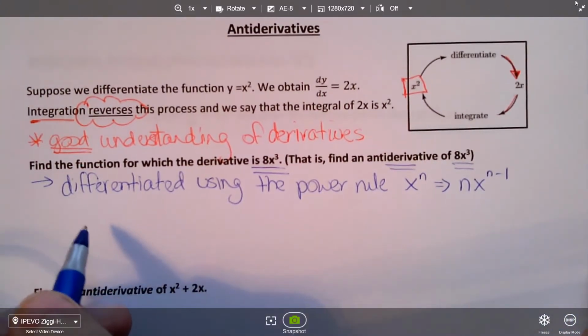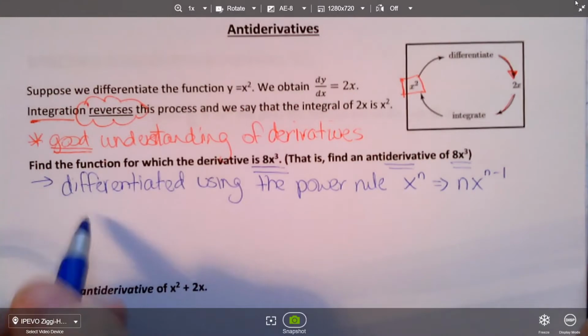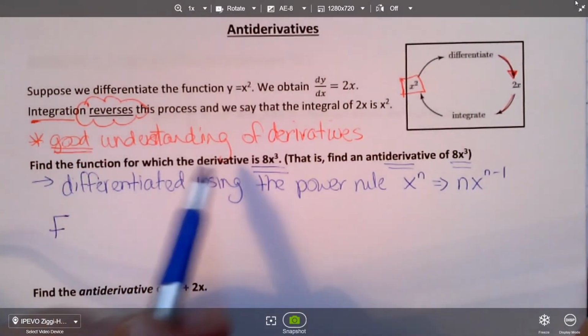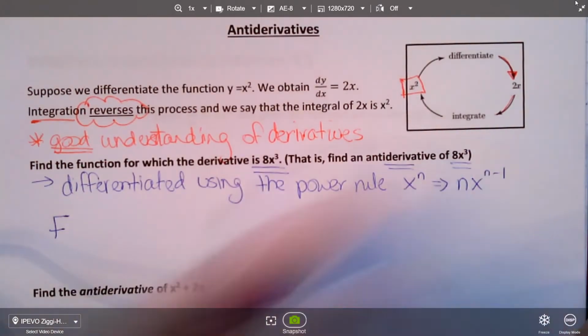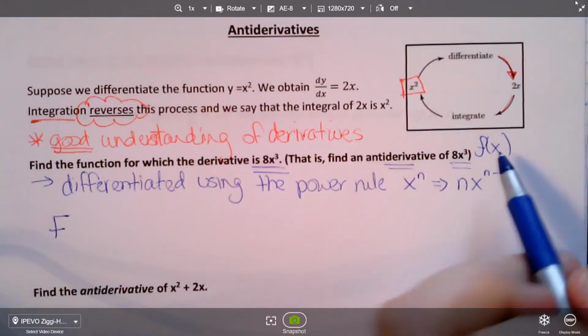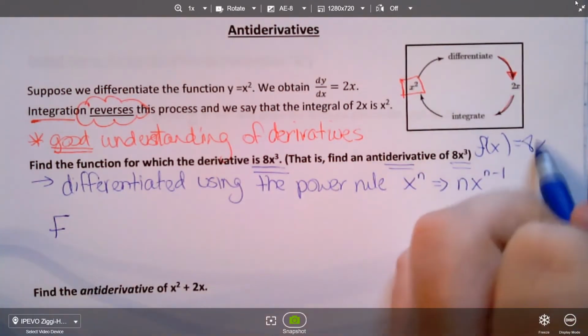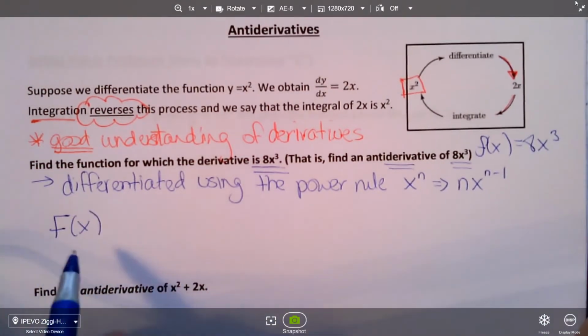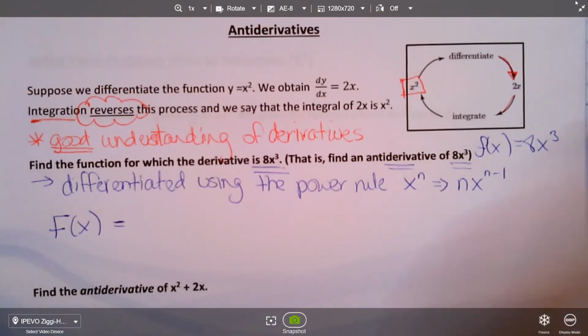All right, so what does that mean for my antiderivative? Normally for antiderivatives, what we use is a capital letter. So if little f of x is 8x cubed, you might write the antiderivative with a capital F. Just like we have f prime or dy dx to show derivatives, sometimes we use capital letters to indicate integrals.